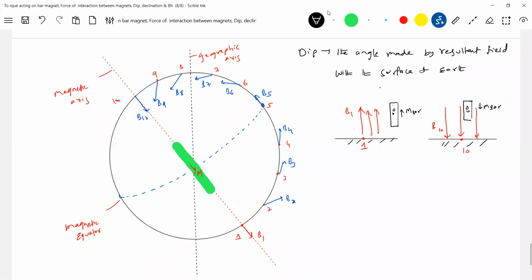I'll call it a dip circle. This is the setup.